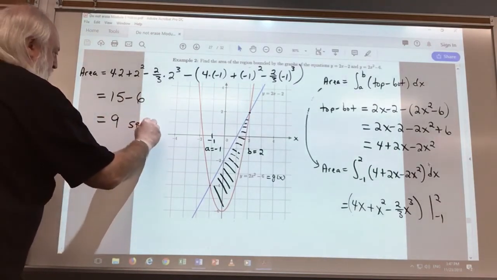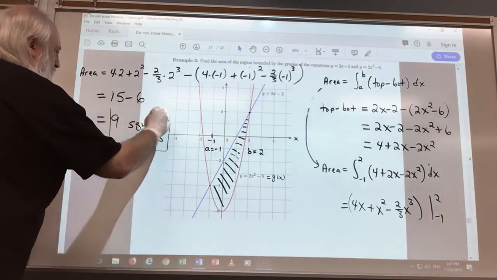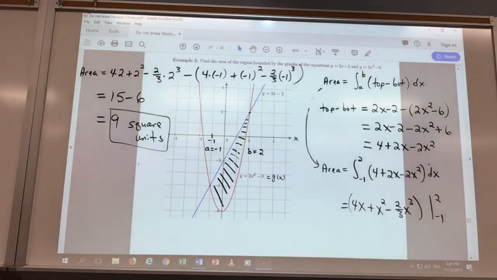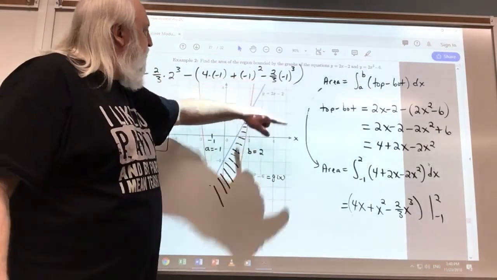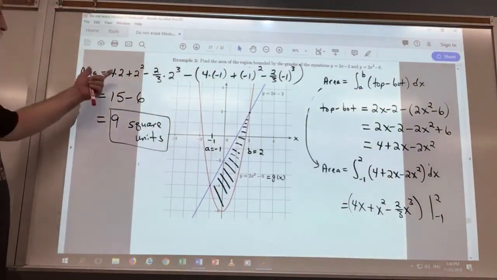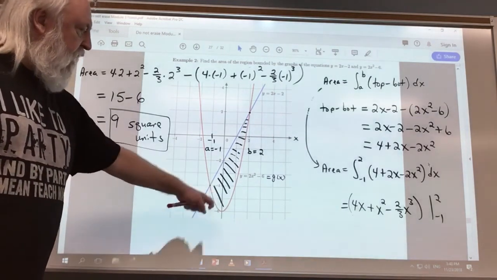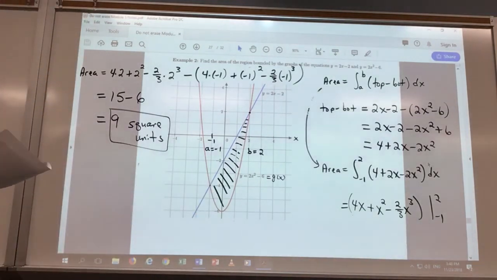I'll leave it up to you to verify the arithmetic, that once you simplify what's inside the parentheses, distribute the minus sign and do all that arithmetic, you end up with 9 square units as the size of that area sandwiched between the two curves.